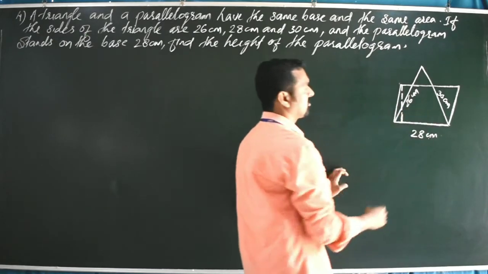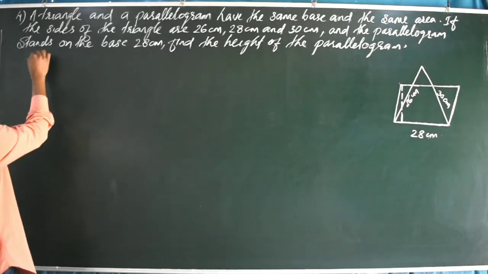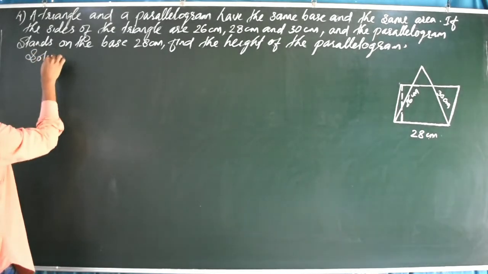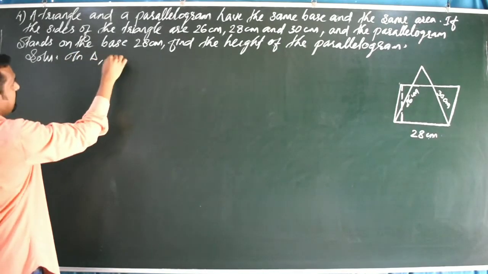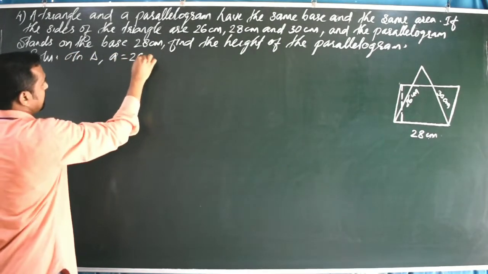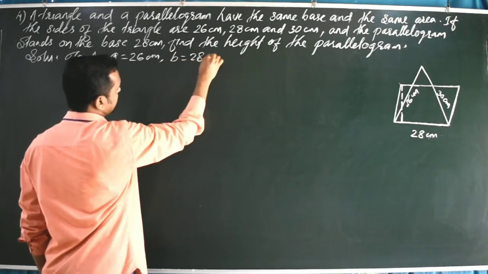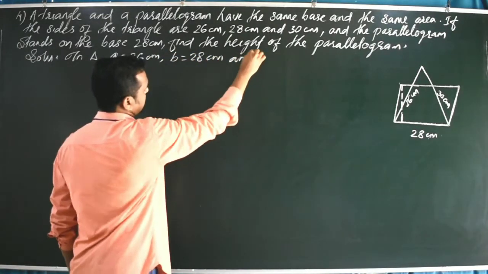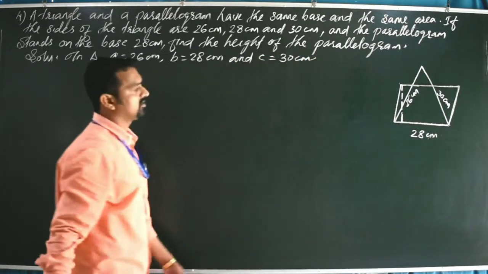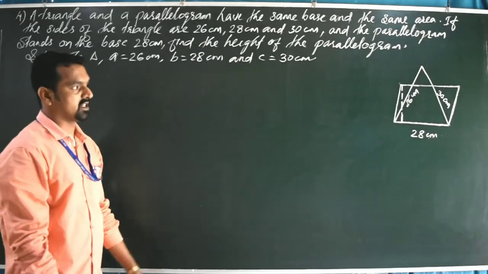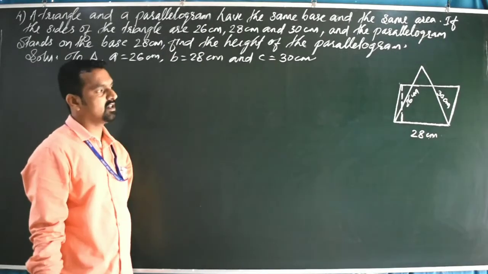That is the question. So here, first we write the given values. In the triangle, a is equal to 26 cm, b is equal to 28 cm and c is equal to 30 cm. First we are going to find the area of the triangle. After that we will get the height of the parallelogram.